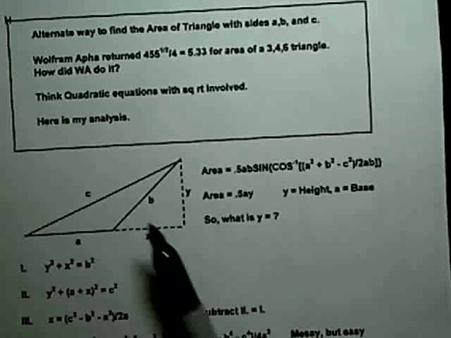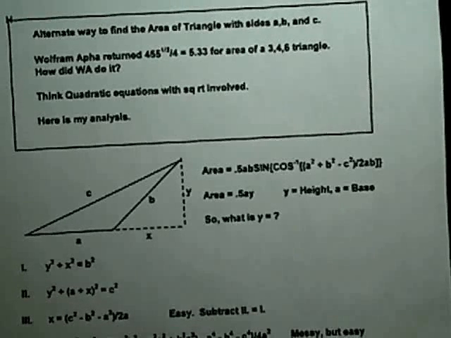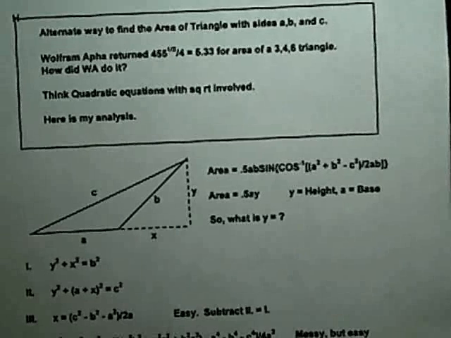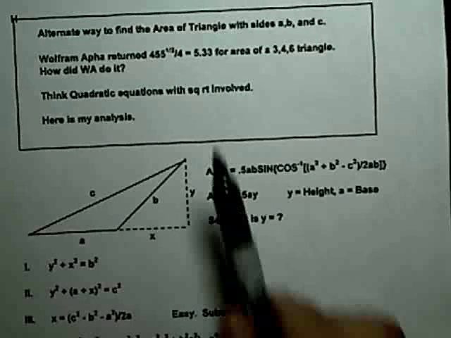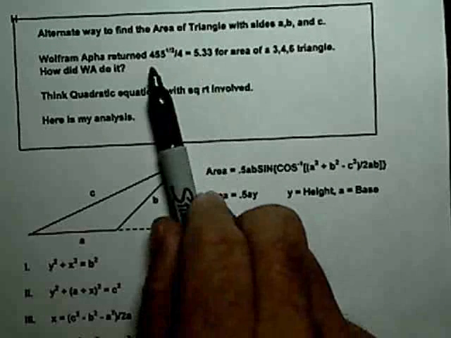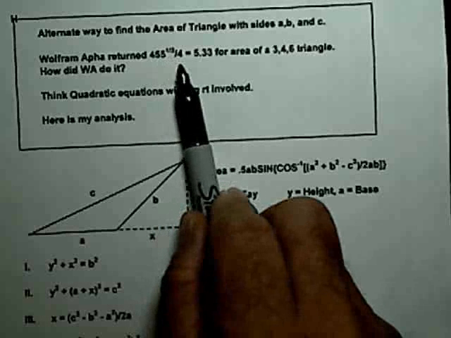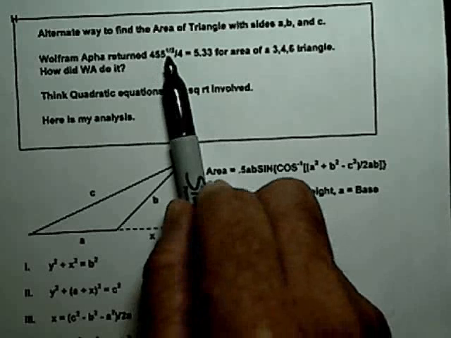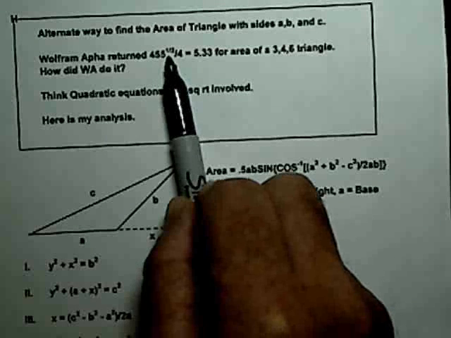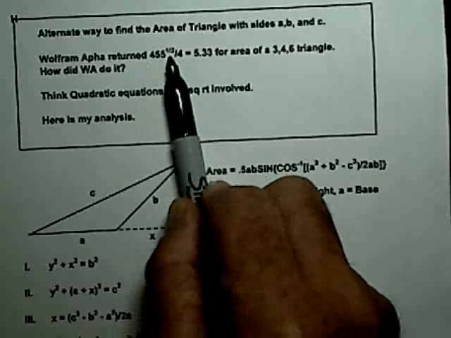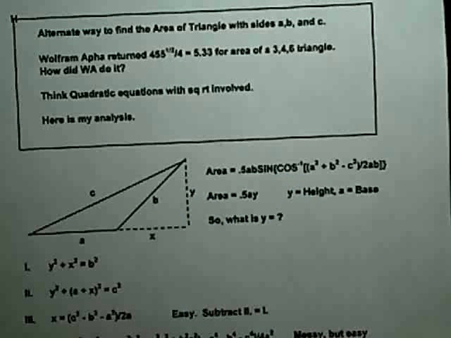Now, when I went to Wolfram Alpha and plugged in the numbers 3, 4, and 6, to verify or see how Wolfram did it, they came back with the same answer, 5.33, but they also showed it as the square root of 455 divided by 4. That's what this 1/2 up here, superscript, means. It means the square root of 455. And so then the question is, well, how did Wolfram Alpha do it?